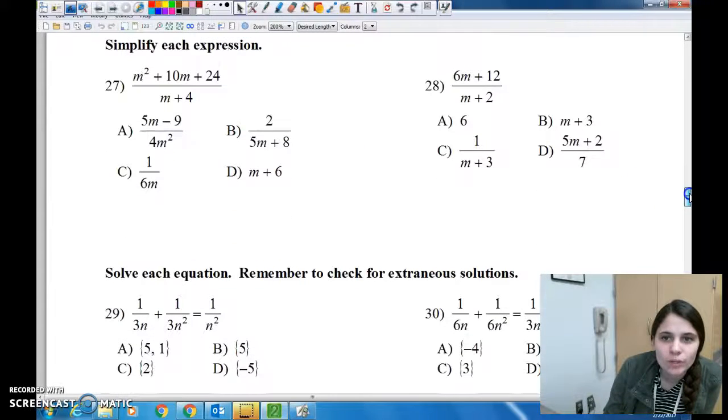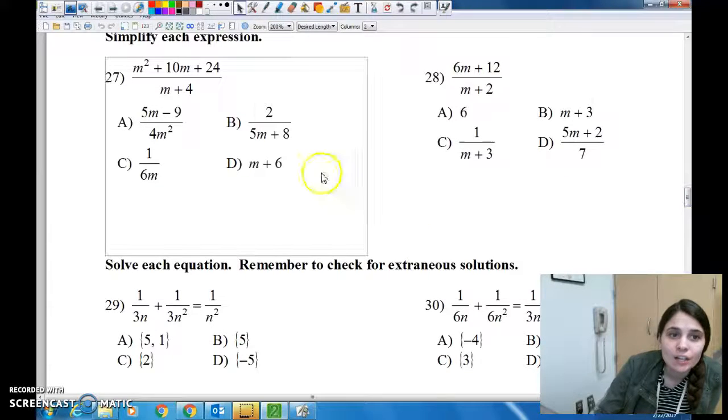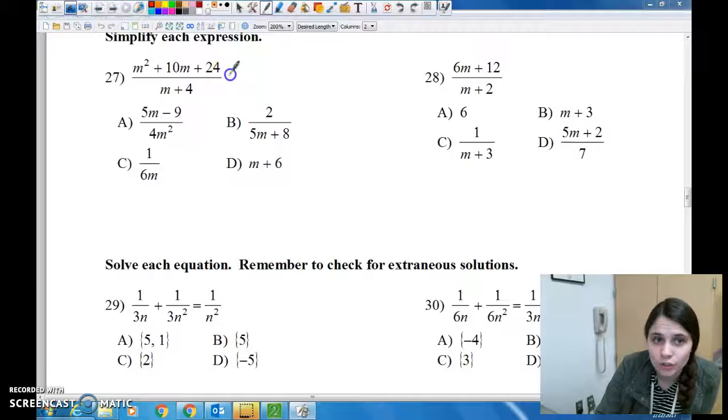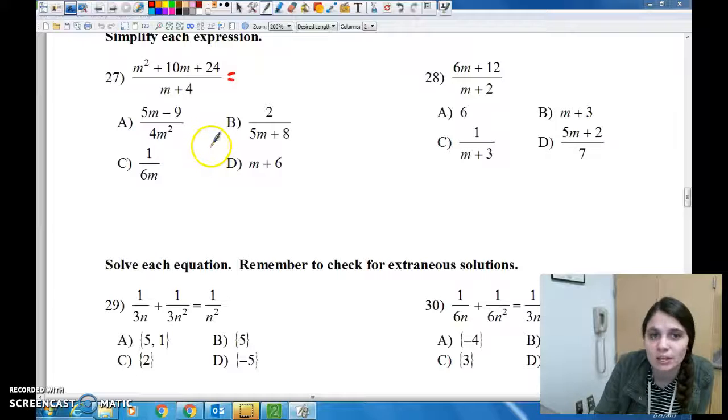27 and 28, we are simplifying. So in order to simplify effectively, I need everything in factor form. So fortunately, we just reviewed factoring. So I need 2 numbers that multiply to 24 and add to 10. And this time I'm not going to write down my whole ACB thing, but the 2 numbers are 6 and 4. 6 times 4 is 24, 6 plus 4 is 10.